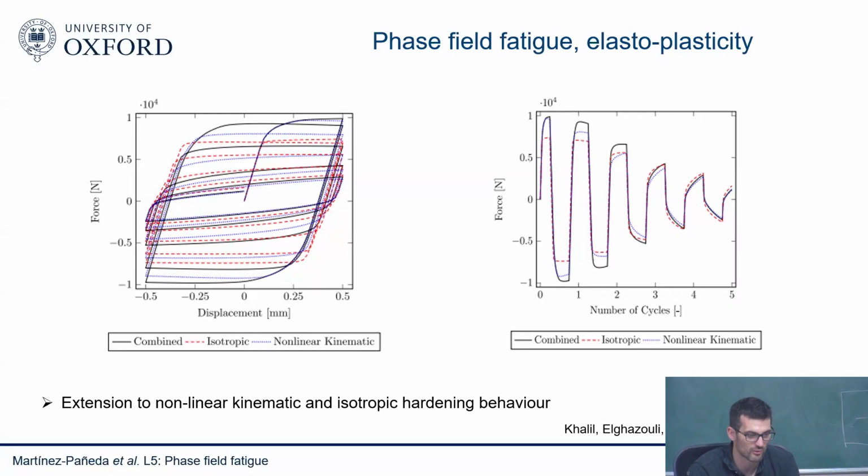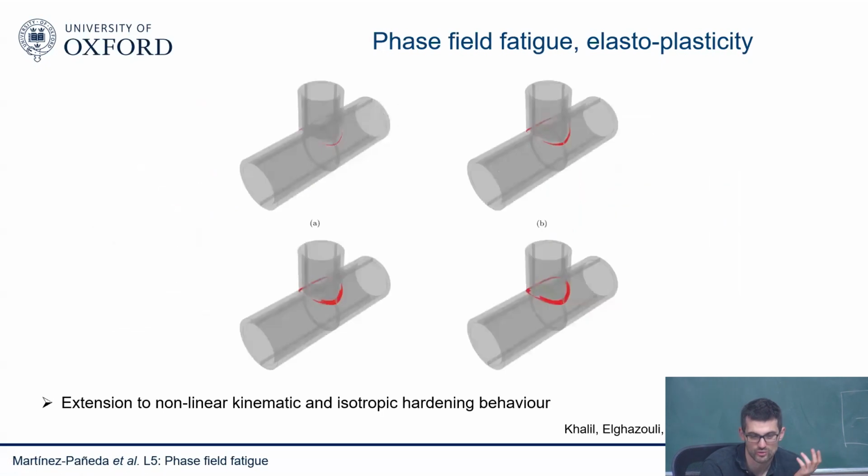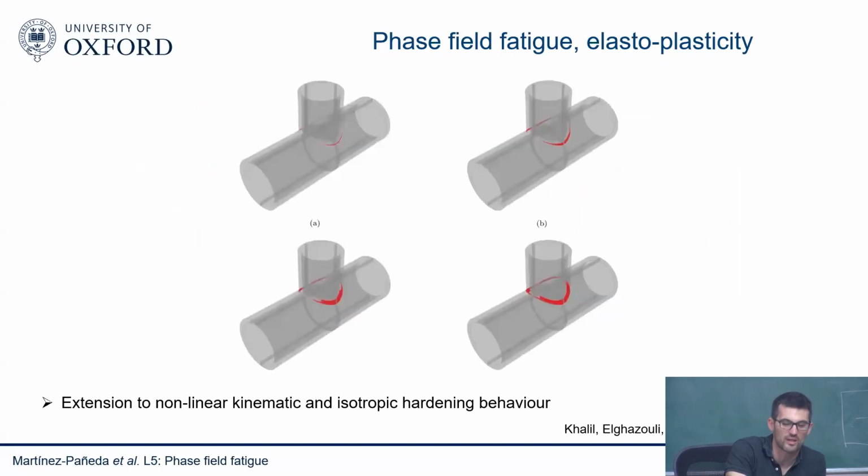So again, very much an ongoing discussion. There's nothing consensual yet, but I just wanted to show you that you can calculate this isotropic and nonlinear kinematic behavior, and you can incorporate those things. And you can do that not only in small scale samples but also in large scale samples. You see a pipeline here where we did this sort of fatigue, and you can see the propagation of cracks and so on.